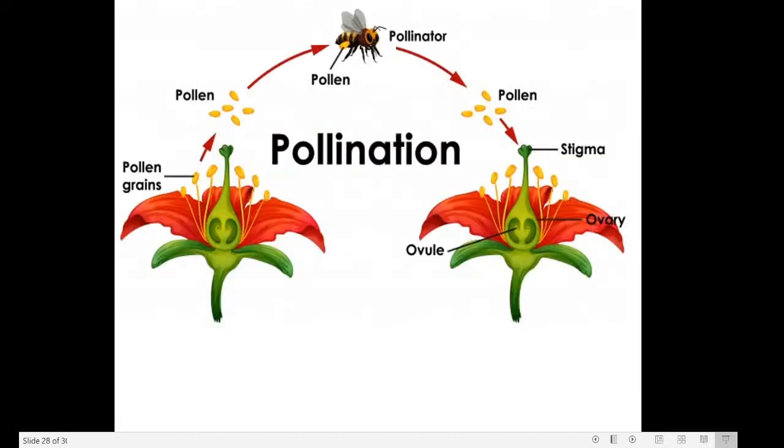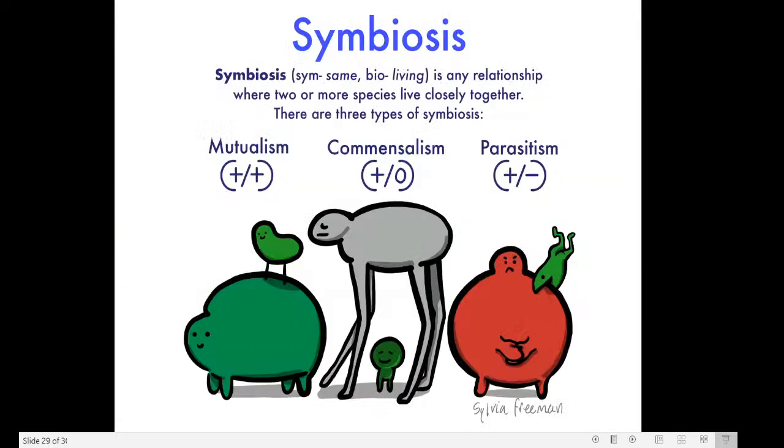Then pollination. In pollination, some animals are involved. Flowers are not able to pollinate with the air or by nature alone, so animals like bees act as pollinators. The pollen is attached to the body parts of the pollinator and then released on another flower, and that leads to the formation of fruits and other things. These are all related to pollination.